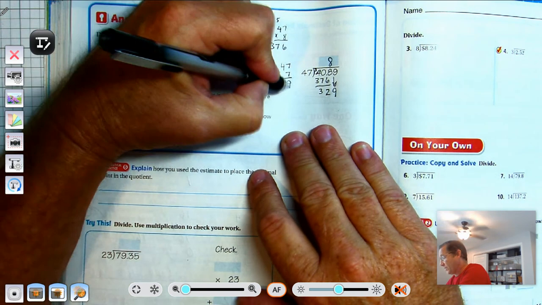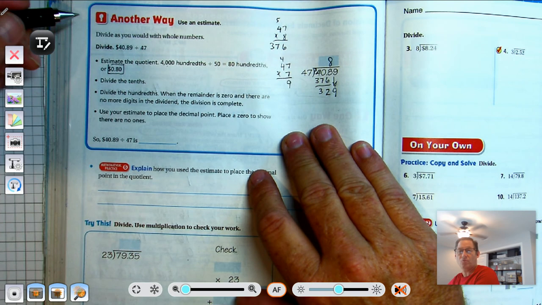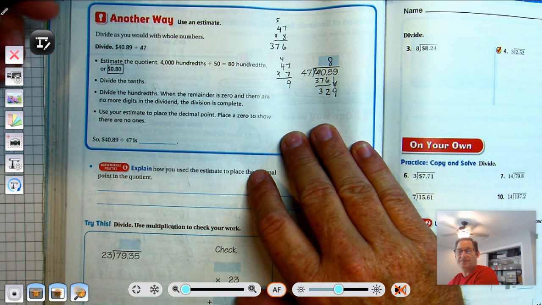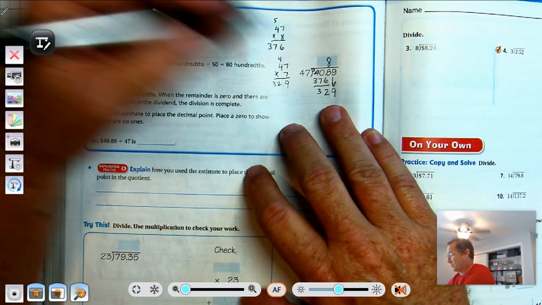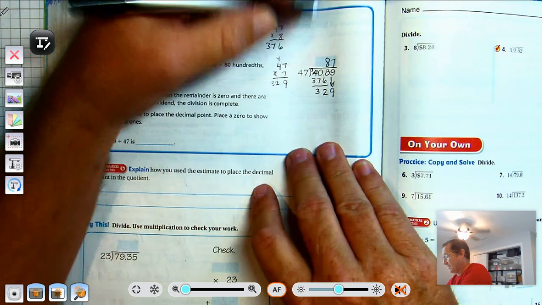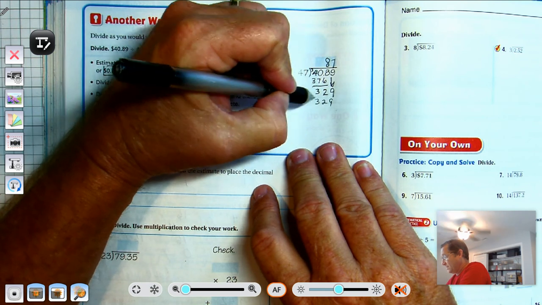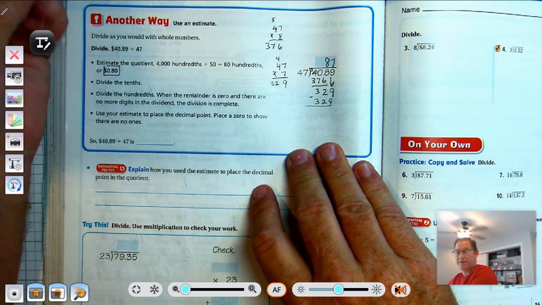7 times 7 is 49. Regroup that as 4 tens and 9 ones. 7 times 4 is 28, plus 4 more is 32. So that does match. So we're going to put 7 there. So 7 times 47 is 329.